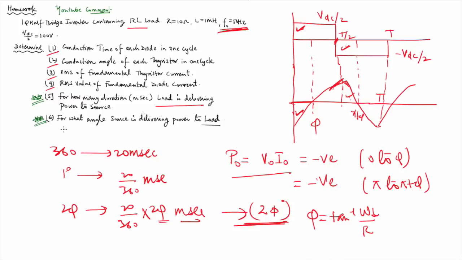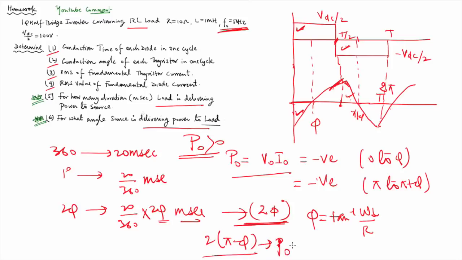Similarly, see the sixth part. For what angle is the source delivering power to the load? Source will be delivering power to the load when P naught is greater than 0. So see from which duration to which duration P naught is positive. From phi to pi P naught is positive, and from pi plus phi to 2 pi, P naught is positive. So overall I can say for 2 into pi minus phi, P naught is positive in one cycle. Okay, so the answer of this will be 2 into pi minus phi. Got it? In this way we can solve question number 5 and 6.